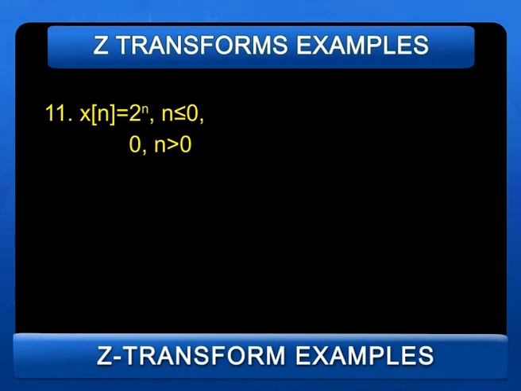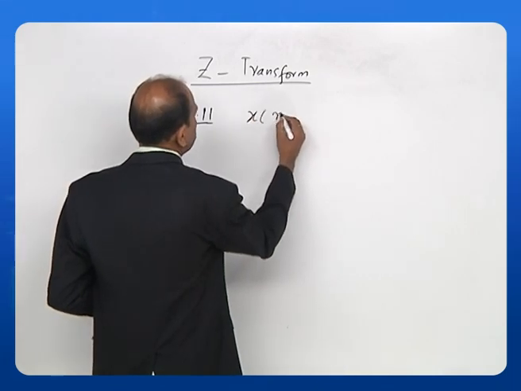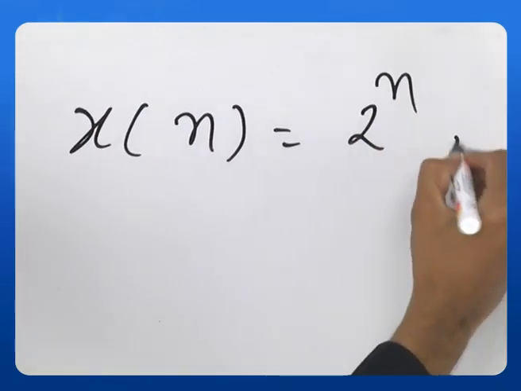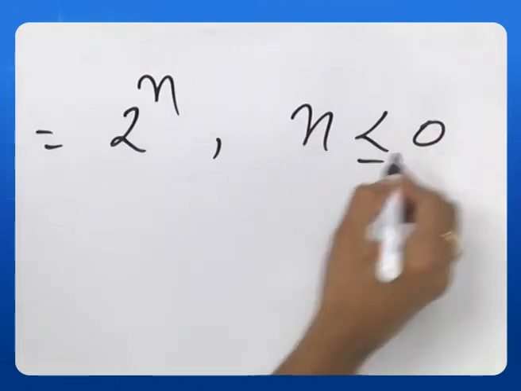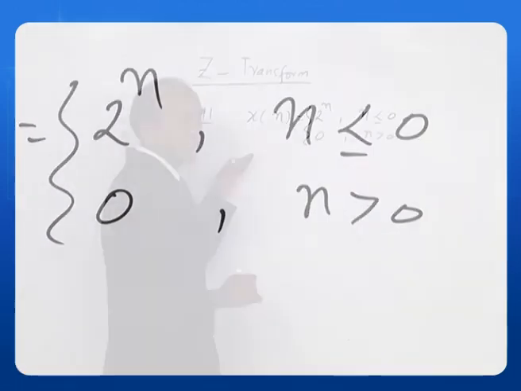Let us do the next problem. x of n is equal to 2 to the power of n for n less than 0 and 0 for n greater than 0. x of n is given as equal to 2 to the power of n for n less than 0 and 0 for n greater than 0. So these are the values given.